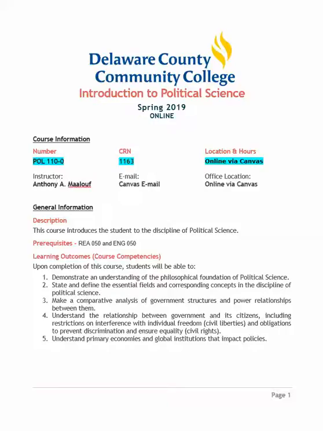Understanding the relationship between government and its citizens. That's something else we'll be doing, particularly with a focus on individual freedoms like civil liberties and obligations, and by that we mean government obligations to prevent discrimination and ensure equality. And in that sense, we're talking about civil rights. We'll also look at primary economies and global institutions and how they affect and impact public policy.